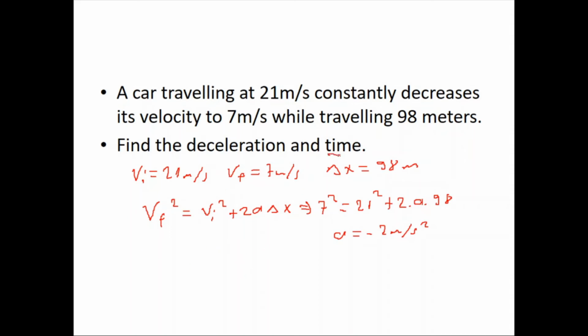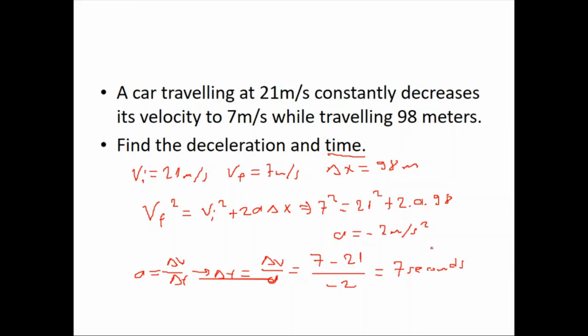We are asked to find delta t, I mean the time. We can find the time from the definition of the acceleration. We know that acceleration is equal to delta v over delta t. So from here we can solve delta t as equal to delta v over acceleration. So delta v is v final minus v initial, which is 7 minus 21, divided by acceleration, negative 2. If we do this calculation, we are going to find 7 seconds.